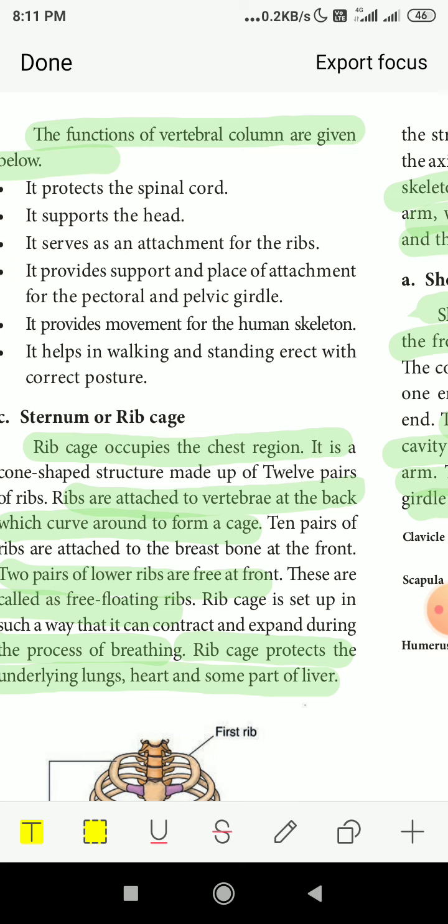The spinal cord is protected. The vertebral column is connected in the front to the ribs. The 12 pairs of ribs protect the heart and the lungs. And to this vertebral column our pectoral girdle and pelvic girdle are attached.